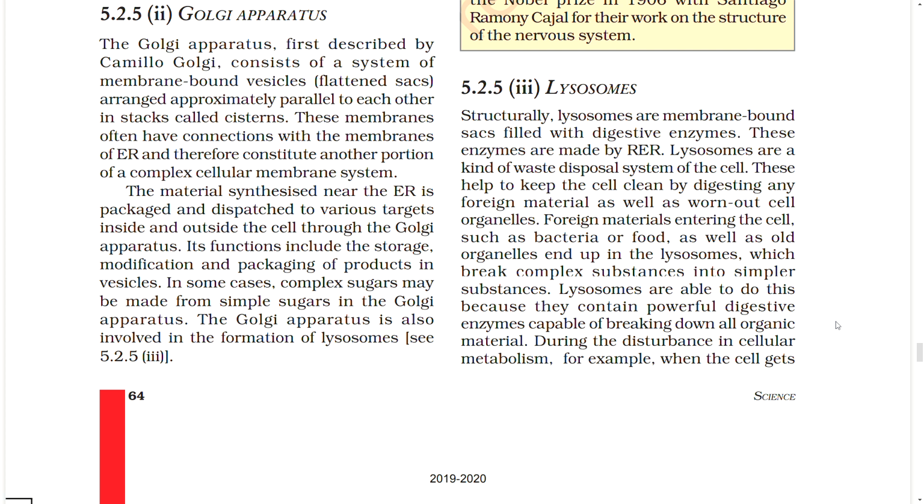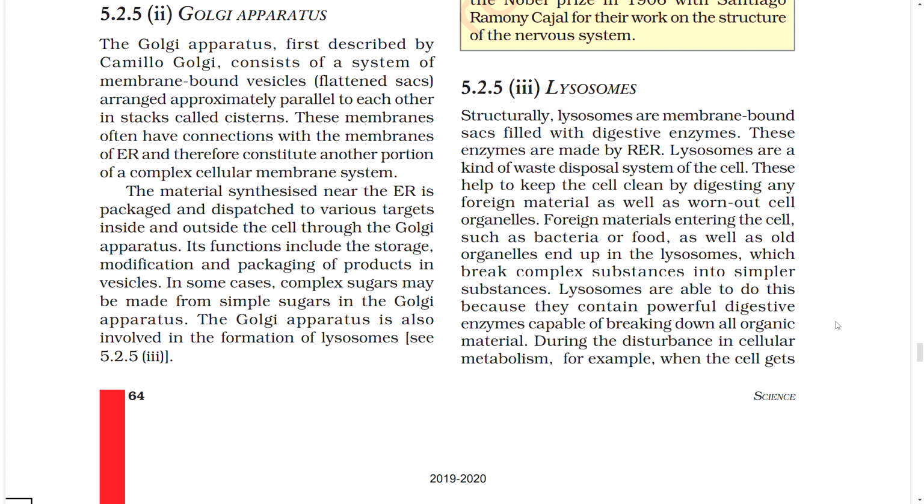5.2.53 Lysosome. Structurally, lysosomes are membrane-bound sacs filled with digestive enzymes. These enzymes are made by RER. Lysosomes are a kind of waste disposal system of the cell. This helps to keep the cell clean by digesting any foreign material as well as worn-out cell organelles.